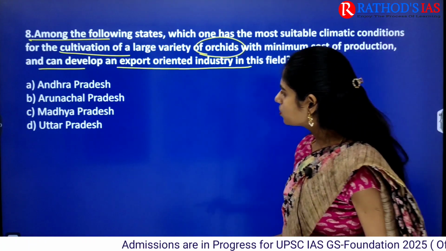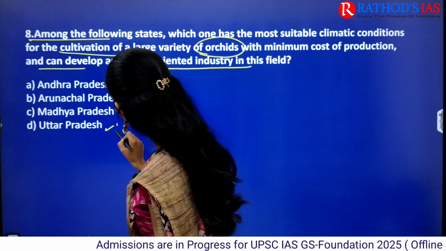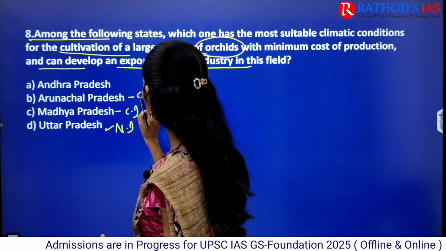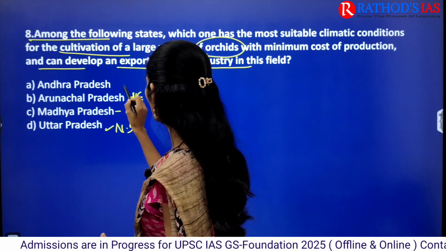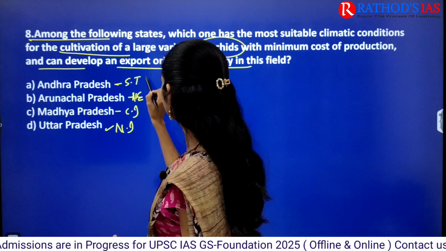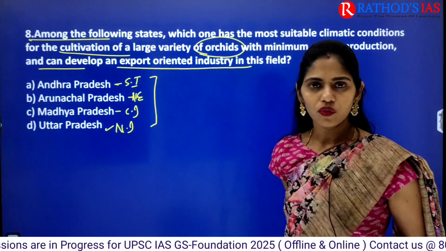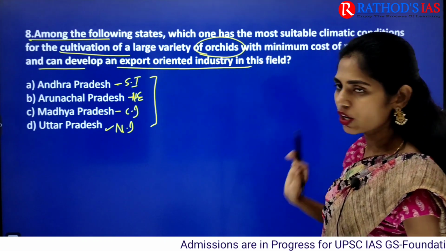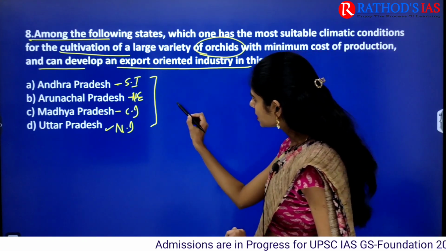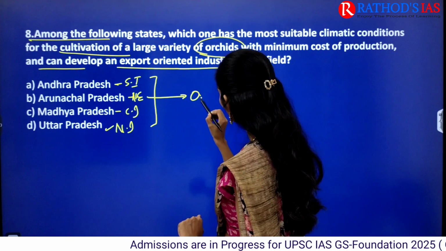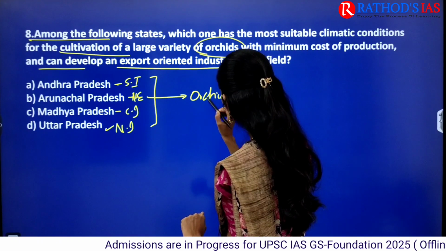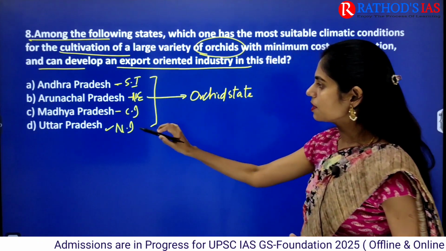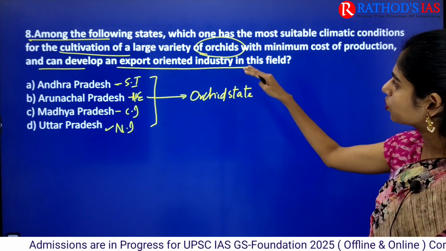If you are talking about UP from North India, MP from Central India, Arunachal Pradesh from Northeast and AP from South India, right? So which of these states have the good atmosphere to grow these orchids? Do you know Arunachal Pradesh is called the Orchid State of India. So Arunachal Pradesh is the correct answer where we can go for growing a variety of orchids.